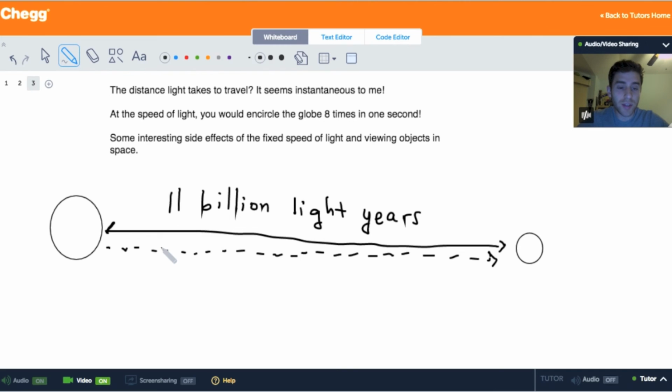Another interesting side effect is that if there's some civilization 65 million light years away and they're viewing the Earth, they see light at this very moment that has traveled 65 million light years, which means the light is from 65 million years ago, which means they would be seeing dinosaurs right now on the Earth, which is pretty cool.